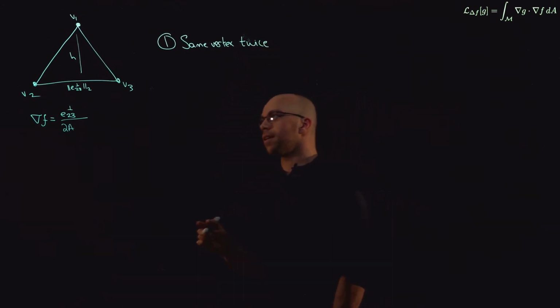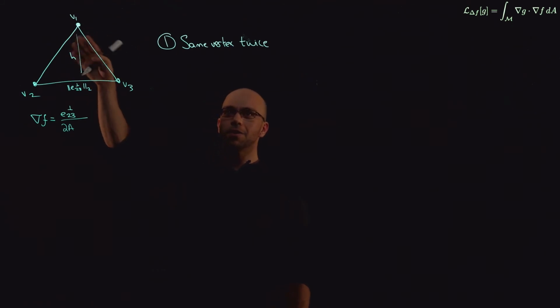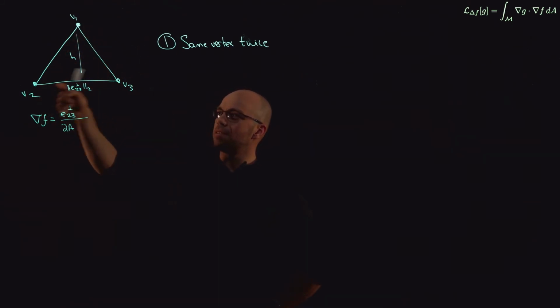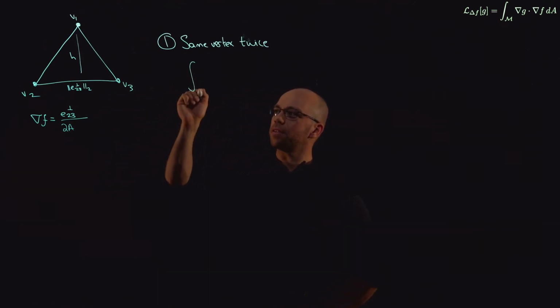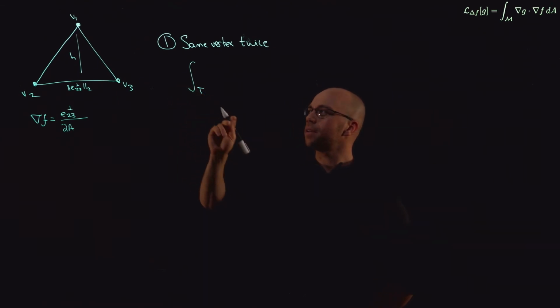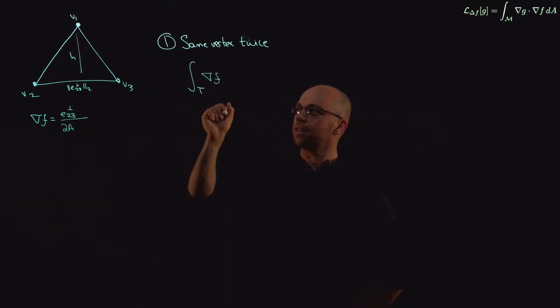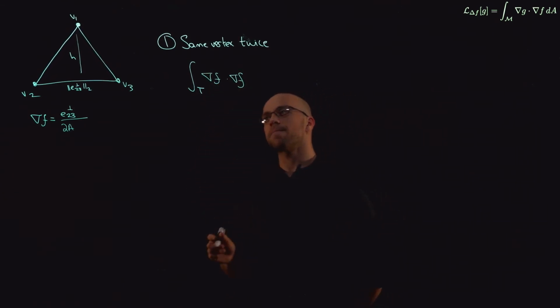So in other words, remember we have exactly the same scenario. We have a function which is 1 at vertex 1 maybe, and 0 at vertex 2 and vertex 3. And we want the following: the integral over our triangle of the dot product between the gradient of our linear function with itself. That's going to be one piece that we need.